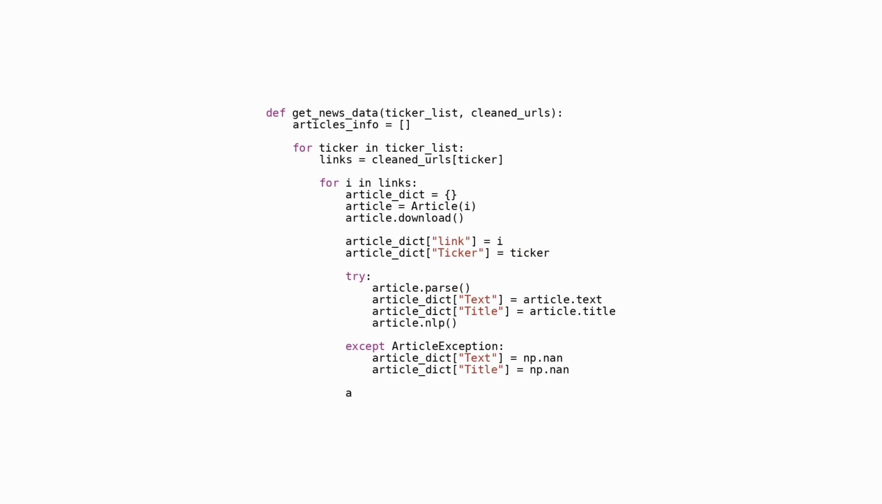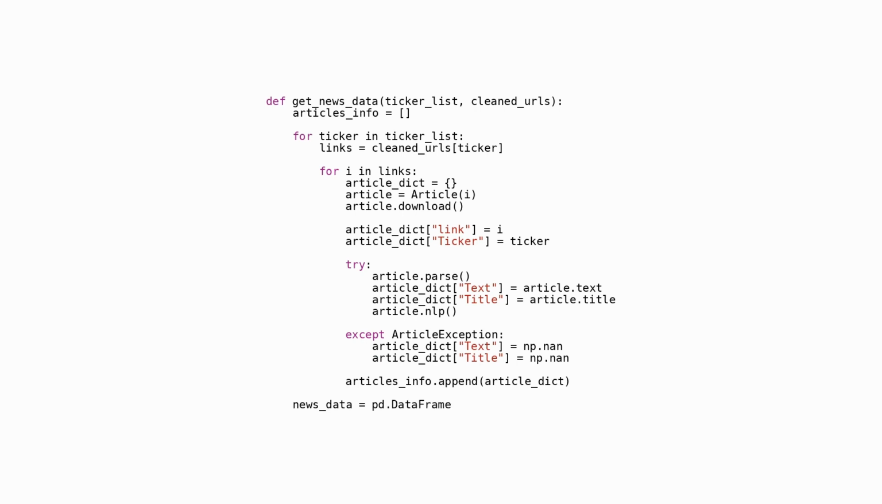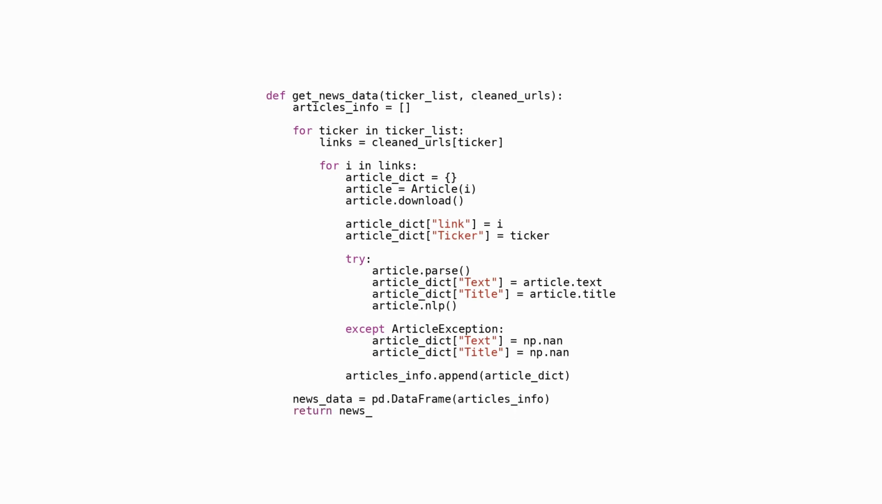If an error occurs during the parsing, e.g., an article exception, it catches the error and sets the text and title fields to null and not a number, which is used here to denote missing values. Fifth, process the extracted text using natural language processing, NLP, techniques. This may be required for additional features not specified in the code snippet. Then, it adds each article's information to the articles info list after parsing all the curls. In order to facilitate analysis, the function converts the list of dictionaries into a well-organized data frame. The final step is to return the data frame containing information about the news articles.